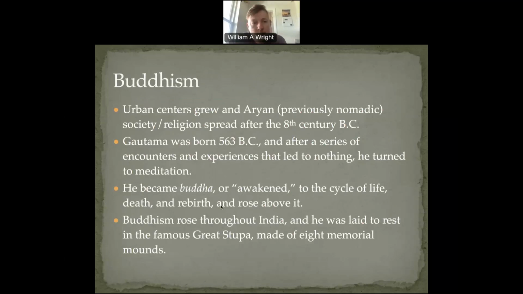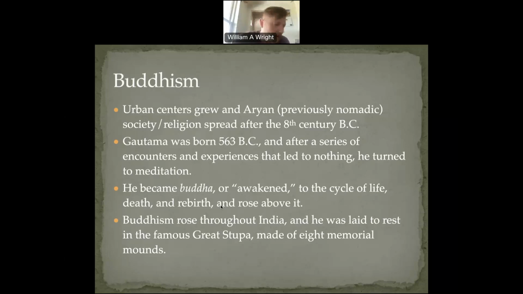But Buddhism begins to grow up in India. It is born there. So where it comes from, urban centers grow, and there's a people group called the Aryans that were previously nomadic societies. They begin to settle and spread out less nomadically, more settlement-wise, by the 8th century BC.